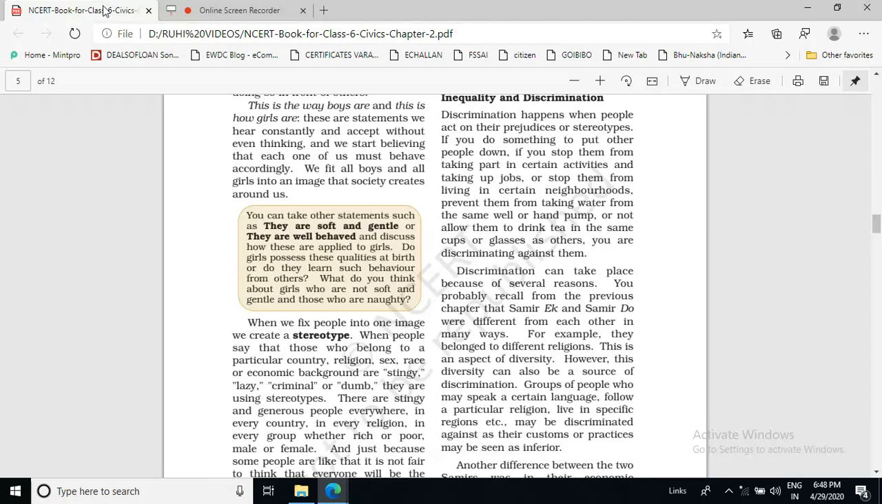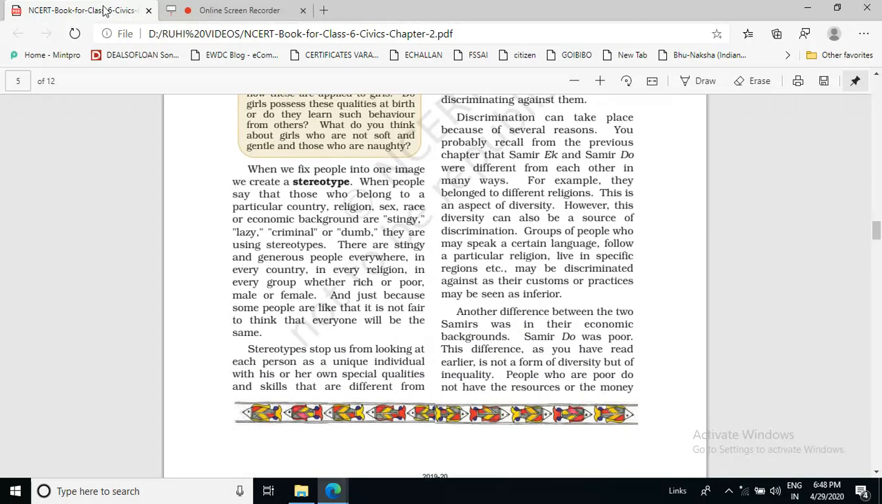There is another reason for discrimination, and this is the economic condition. In that story also, we found that the economic condition of Sameer Ek and Sameer Do was different from each other. While Sameer Ek belonged to a rich family, Sameer Do was poor. And we have also read in that chapter that the economic difference, the difference of being rich and poor, is not a form of diversity. It's not diversity that some are rich and some are poor, but it is a form of inequality.